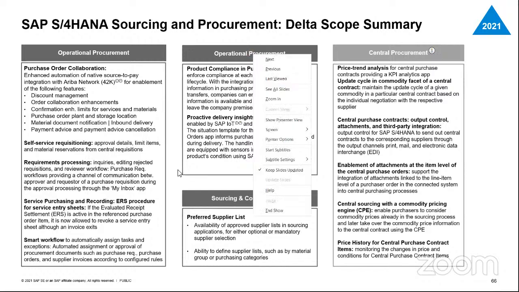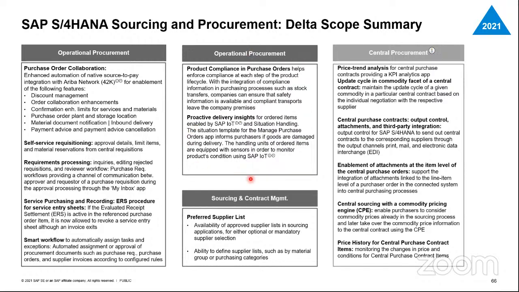If you have ordered items that are IoT enabled in delivery insights, you can integrate that with situation handling so that when the data comes in, you can trigger workflows, notifications, or transactions. For instance, damaged goods can result in proactive return triggering, etc. Okay. In sourcing and contract management, you can have approved supplier lists in sourcing applications.